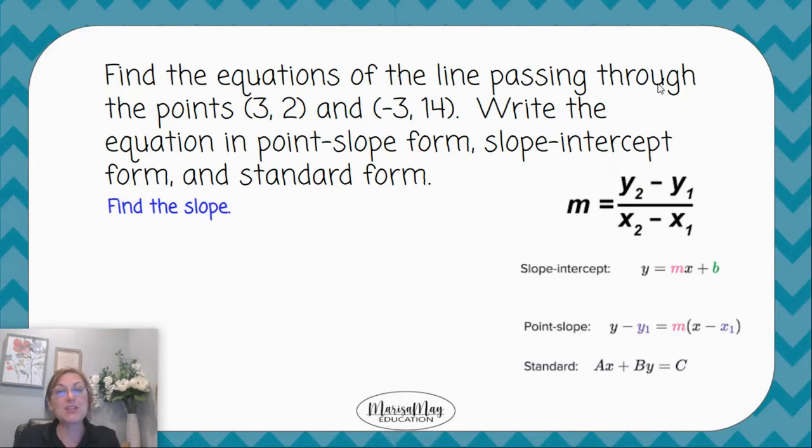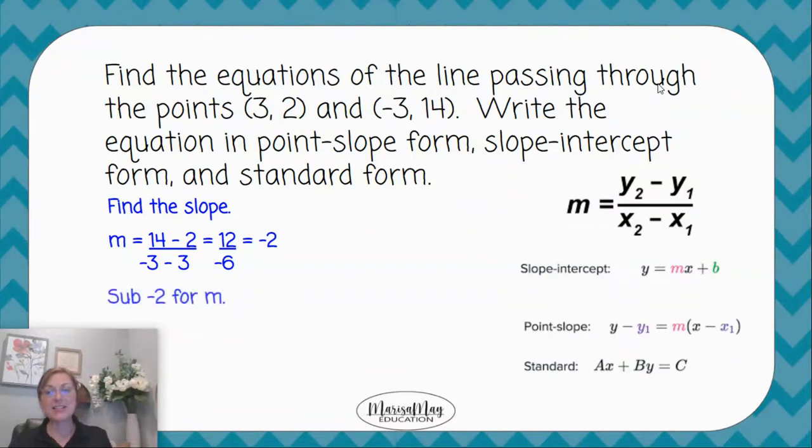The first thing we have to do is to find the slope. So you can see our first formula is y2 minus y1 over x2 minus x1. So we need to identify the y2 being the second y coordinate, that's the 14, and the y1 being the first y coordinate, that's the 2. So we can do that 14 minus 2 on the top, and that gives me 12. And then on the bottom, you see I'm doing x2, that's the second x, negative 3, minus the first x, which is 3. So I've got 12 divided by negative 6. That leaves me a slope of negative 2.